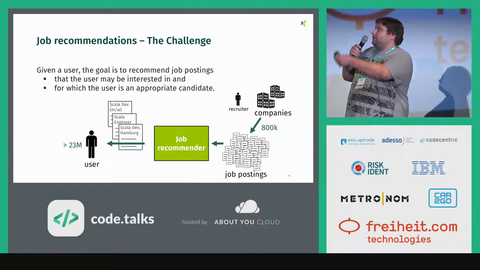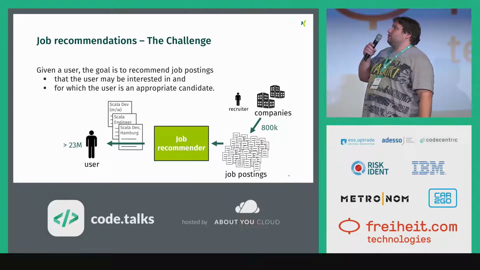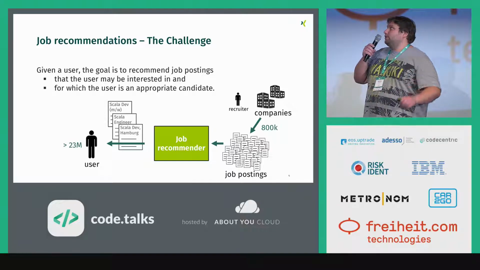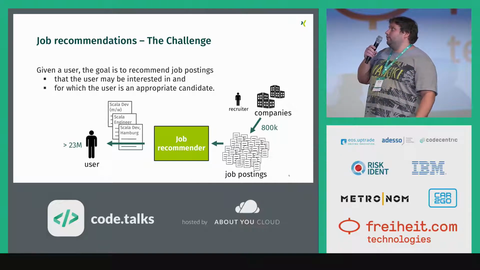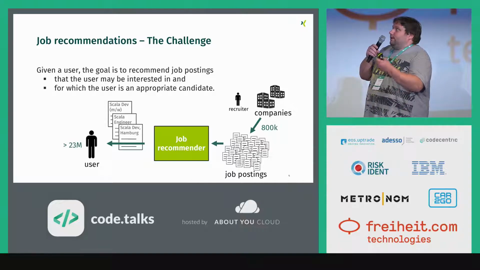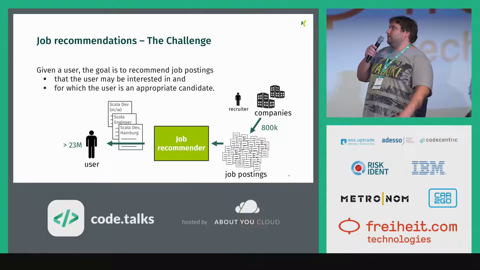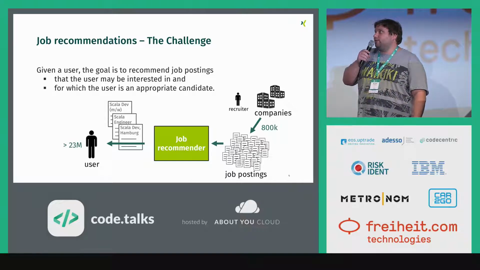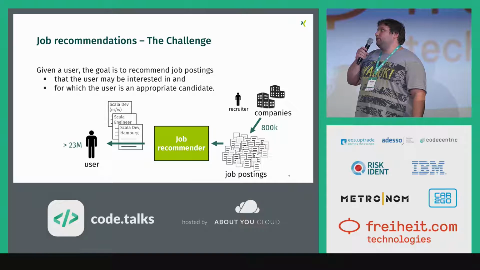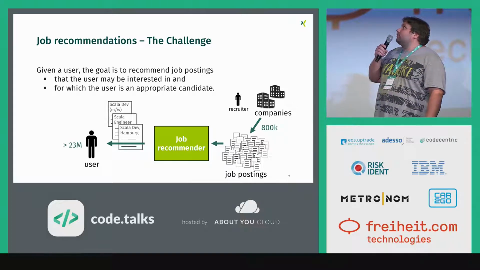So for example, here we have this person, and from all the 800,000 job postings that are on the platform right now, they basically go through the job recommender and we filter out, here it's only 3 job recommendations, and you can see that this guy probably is a Scala developer or a Scala engineer because he gets these job recommendations. The second use case is for companies.